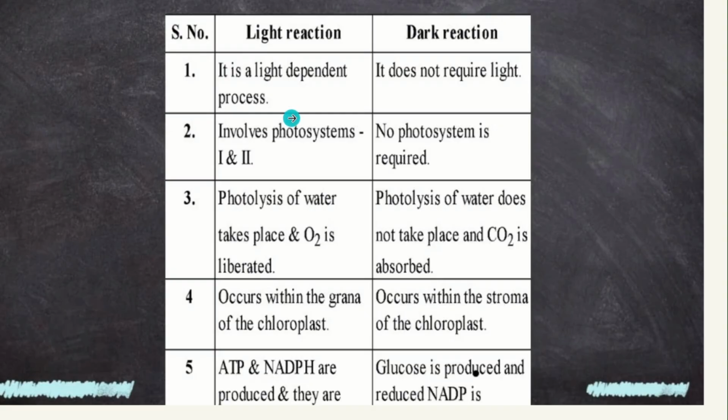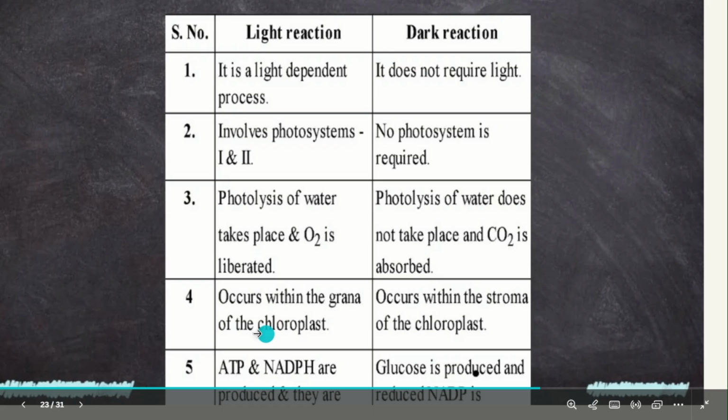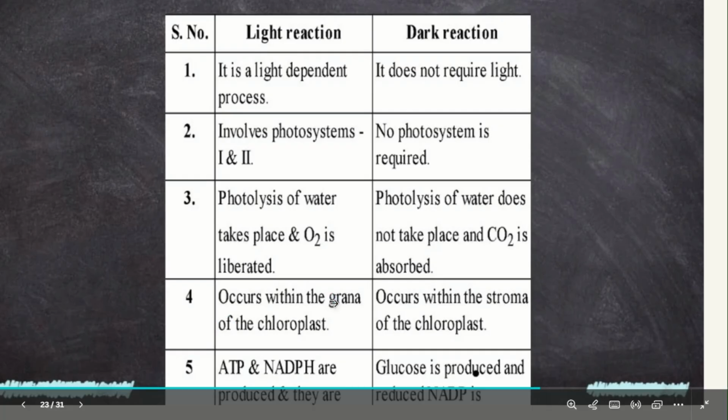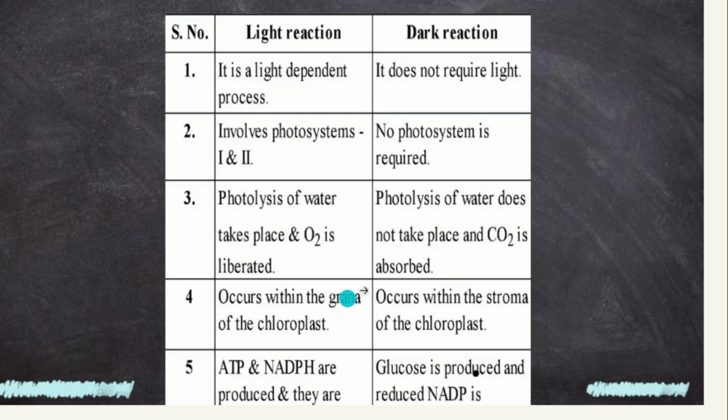For the light reaction, aka light dependent, meaning that you need light to go on, it's going to involve both photosystem 1 and photosystem 2. We're going to involve photolysis, which means splitting of water, and then oxygen is going to be released. The light dependent reaction takes place within the grana of the chloroplast, and the grana is made up of stacks of thylakoids. They are like these discs, disc-shaped things, right? That's what makes up the grana. It's a stack of thylakoids. And then ATP and NADPH are going to be produced.